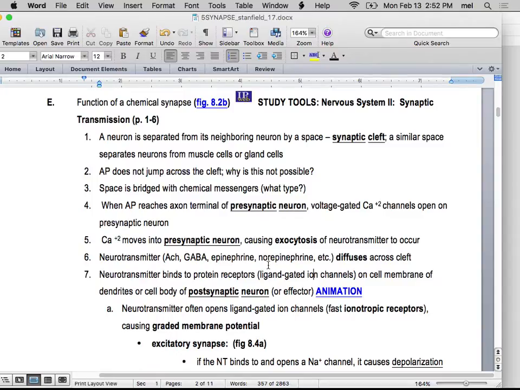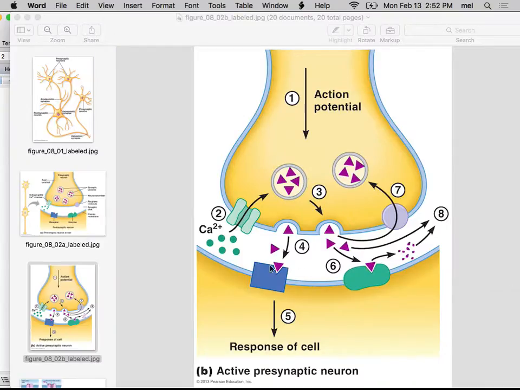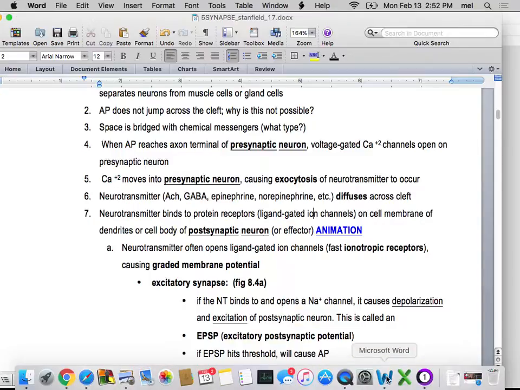So we'll get back to neurotransmitters in just a second. Okay, so the neurotransmitter, whatever it is, binds to a protein receptor, and the protein receptor is usually a ligand or chemical gated ion channel. If it's a sodium channel and you bind to it and open it, you will what polarize the postsynaptic cell? Depolarize. If it binds to and opens instead a potassium channel, you will what polarize the postsynaptic cell? Hyperpolarize. So what it's going to generally do is bind to and open a sodium channel or a potassium channel. We'll talk about exceptions to that in just a second.